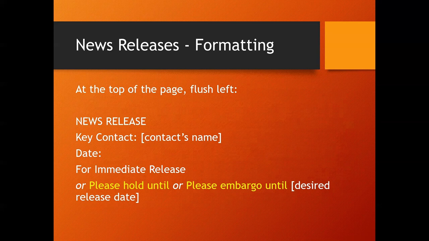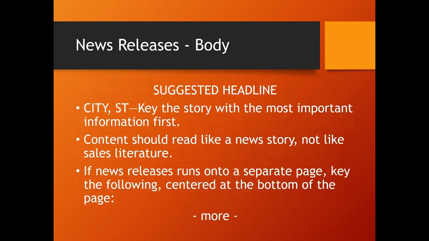For example, a news release was just recently published about the Washington football team's new mascot. And so that could have been given to media last week, and it could have said, please hold until the actual announcement date. So you can have it for immediate release, or you can specify when it will be published. The body of it, you'll have some kind of suggested headline, a city and state.